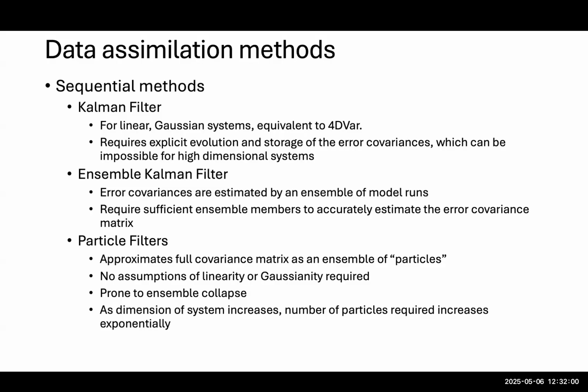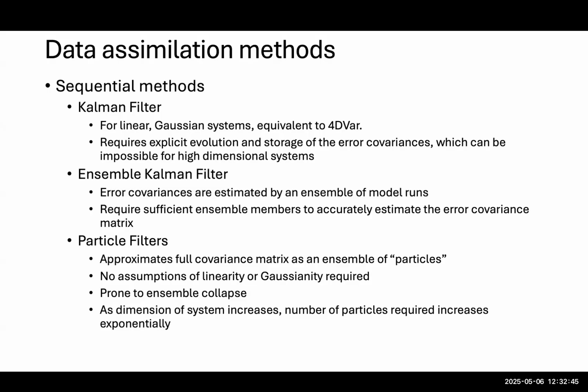And then the particle filters, which, as I said, approximate the full posterior distribution with an ensemble of particles, with no assumptions of linearity or Gaussianity. But it is prone to ensemble collapse, where all the weight and information collapses onto a single particle. And as we get to higher dimensions, the number of particles we need to avoid this increases exponentially. So this rules out particle filters for the BAS RBM.